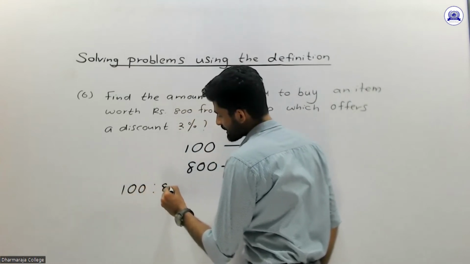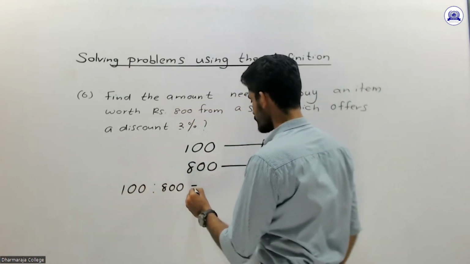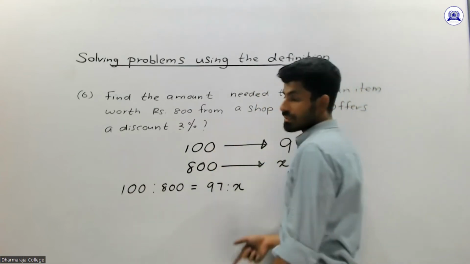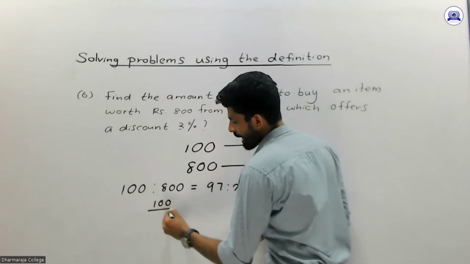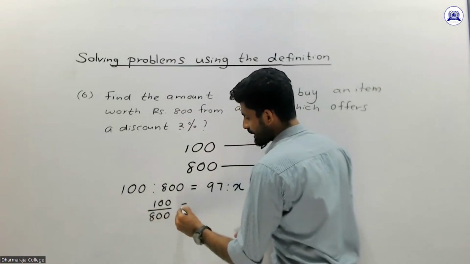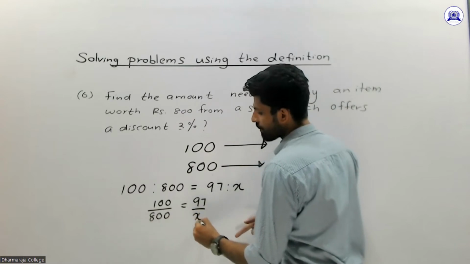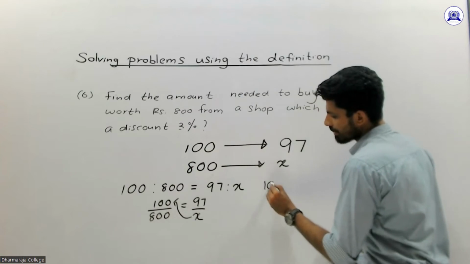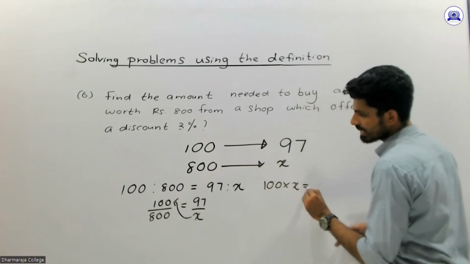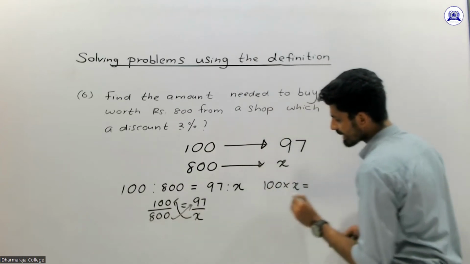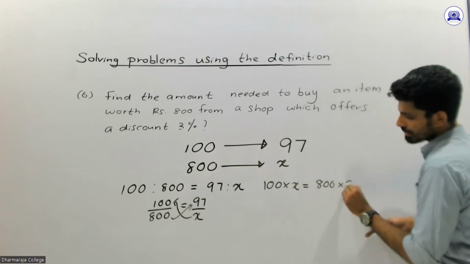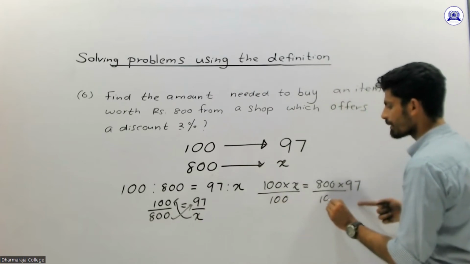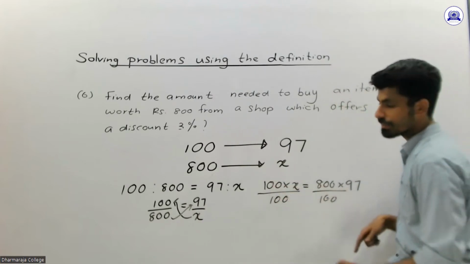100 to 800 equals 97 to x. Then you can do the division: 100 over 800 equals 97 over x. Then you can do the cross multiplication. 100 into x equals 800 into 97. Then you can divide both sides by 100.